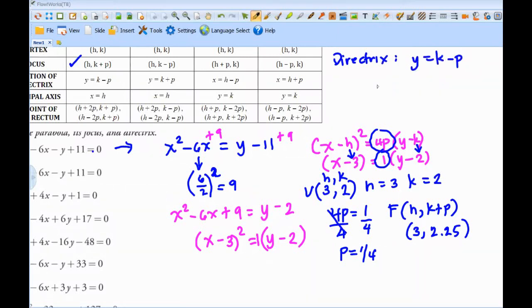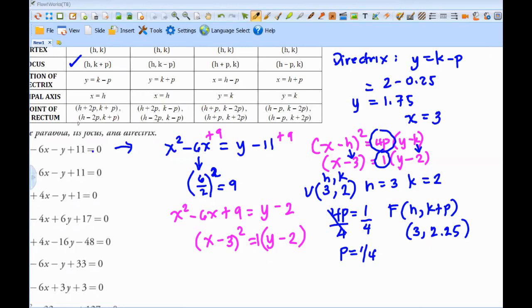Okay. K is 2 minus 0.25, which is equal to 1.75. That is our directrix. Now, let's get our principal axis. The principal axis is h, so therefore x is equal to h, which is 3.